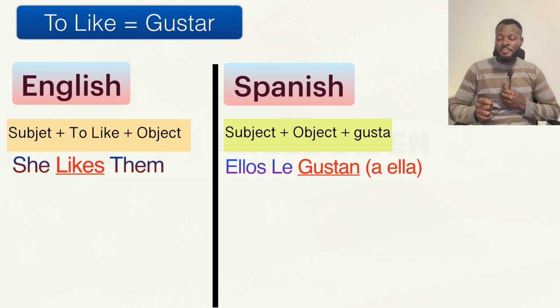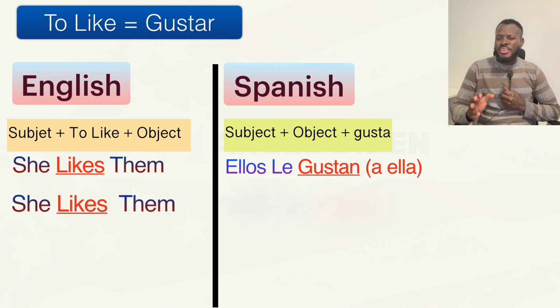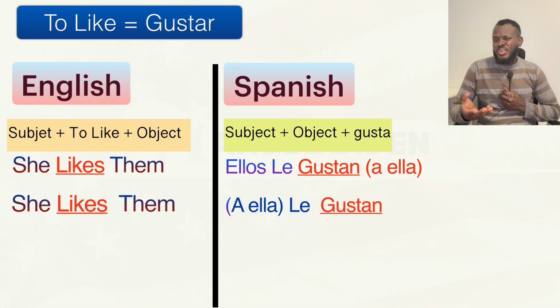She likes them. She likes them, and them is going to be subject. Ellos le gustan. Sometimes in Spanish, they just put the subject at the end. The subject we had in English, so they tend to put it at the end in Spanish. That's why they say ellos le gustan a ella, but they put a preposition a in front of it. You can use it for all of them, but sometimes they just use it mostly in the third one. But you can use it all the way. But if you don't want to use it, that's completely fine. The meaning doesn't change.